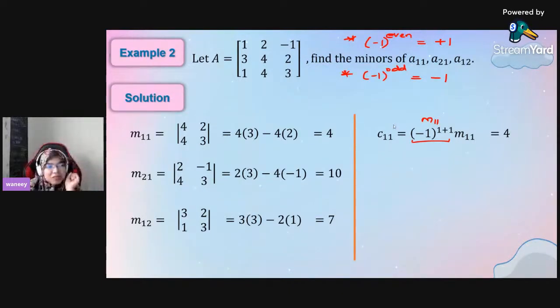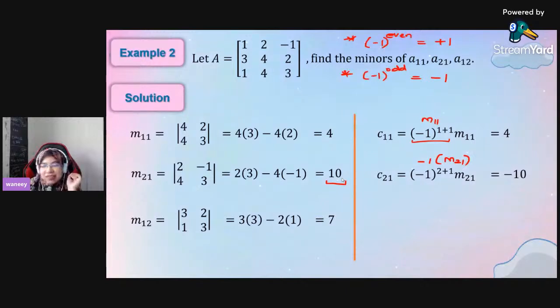Okay, let us try for C21. Okay, C21 is negative 1 to the power of 2 plus 1, which is 3. So that is odd. So this is negative 1. Multiply with M21. So M21 is 10. So negative 1 multiply with 10. That means this one is equal to negative 10.